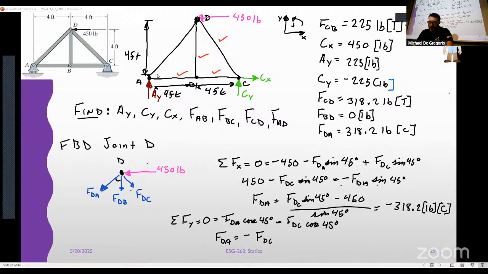If you want to do an extra check, use point A and see, knowing the forces that you have in AD and AB, if you can get the reaction force back out. Because if you can do that, then it's done. You have full confidence.